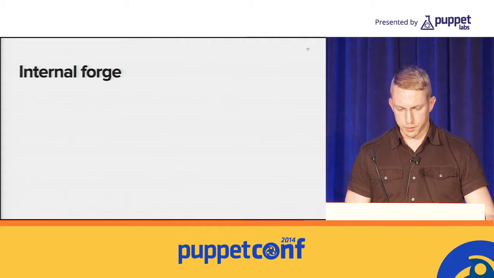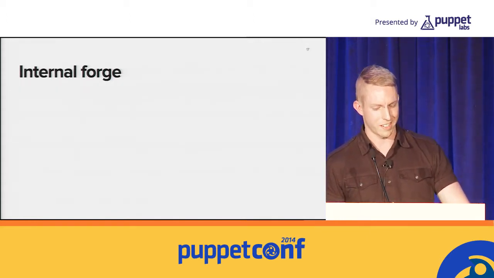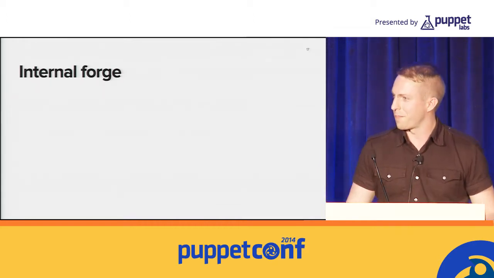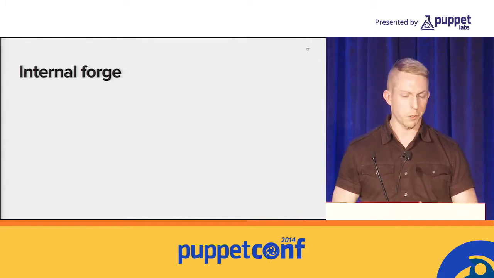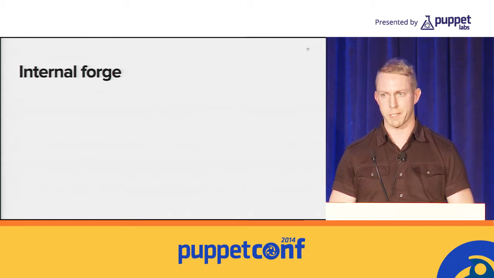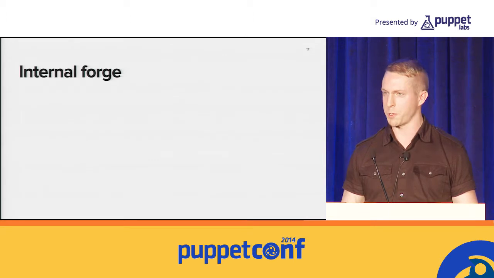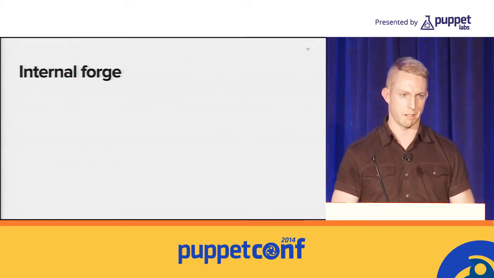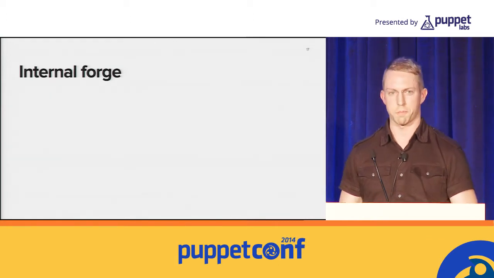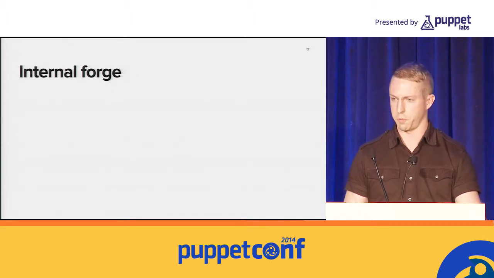So to do these module installs, we, of course, needed an internal forge. If you only want to install publicly available modules in your environment, you can use the upstream forge, of course. But for most cases, you have modules that are internal to your company that you don't want to publish as open source. So then you need an internal forge to pull them from.